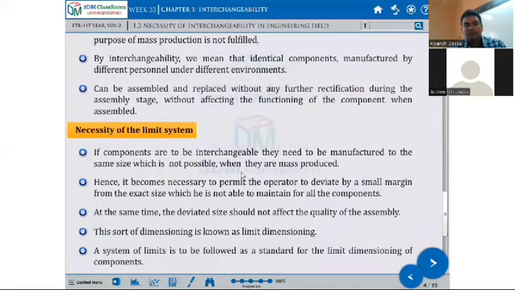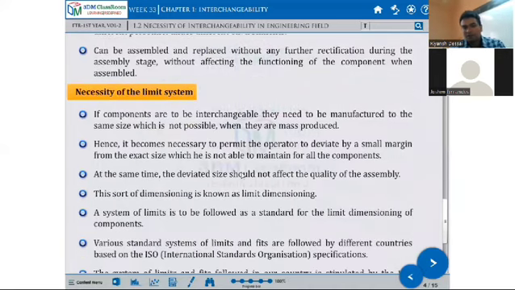Now, necessity of these limit systems. We have seen why this interchangeability is required and how it is maintained. After interchangeability, they have to follow certain standards: Indian standard, American standard, German standard. They are the necessity of limits. Limit system. What do you mean by limits?